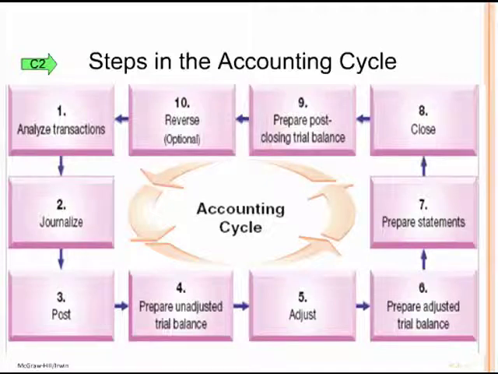Summarize unadjusted ledger accounts and amounts. 5. Adjust. Record adjustments to bring account balances up to date. Journalize and post adjustments. 6. Prepare adjusted trial balance. Summarize adjusted ledger accounts and amounts. 7. Prepare statements. Use adjusted trial balance to prepare financial statements.